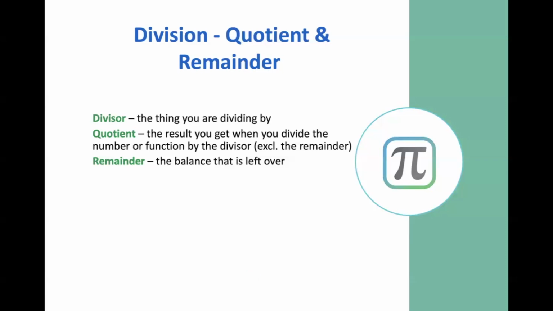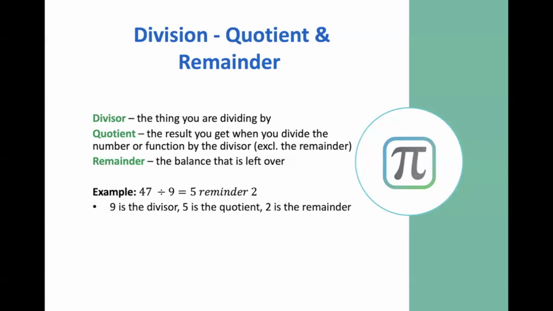So divisor is the thing you are dividing by. Quotient is the result you get when you divide that number or function by the divisor, but excluding the remainder. And remainder is the balance that you have left over. Just putting this conceptually with some numbers to begin with. As an example, 47 divided by 9 would be 5 remainder 2. So 9 is the divisor, that is what you are dividing by. 5 is the quotient, and 2 is the remainder.